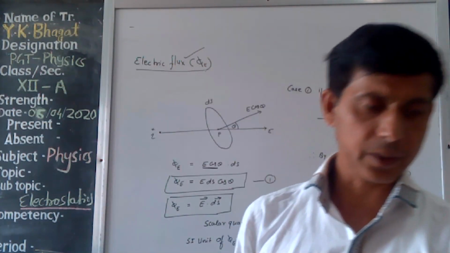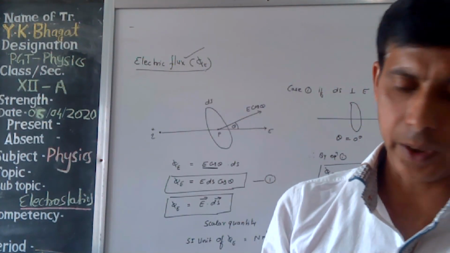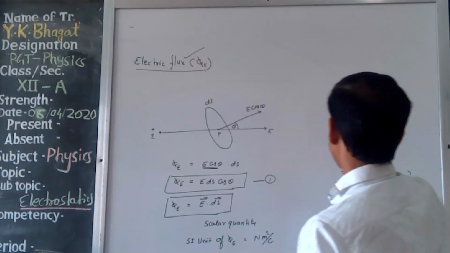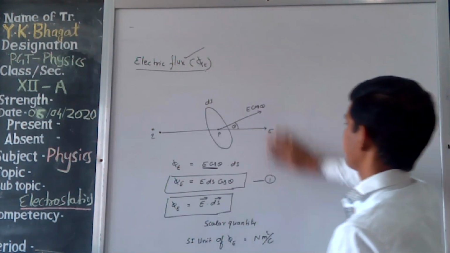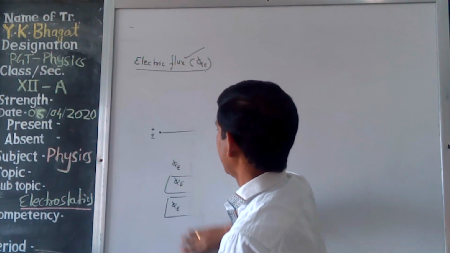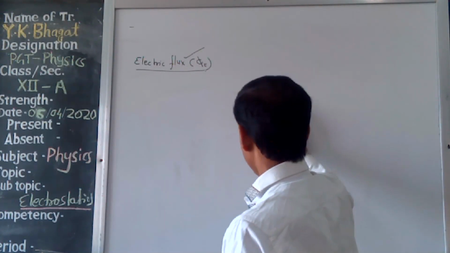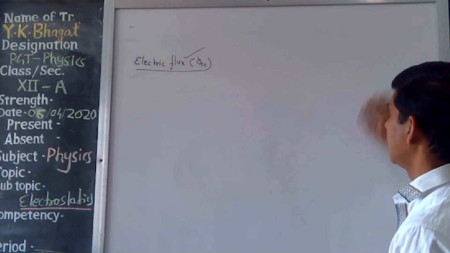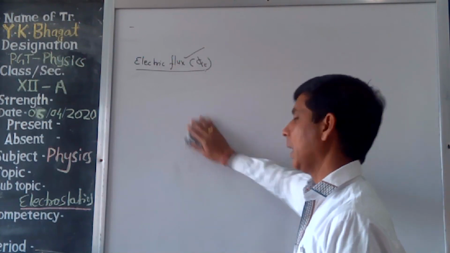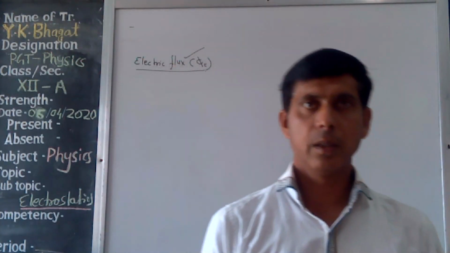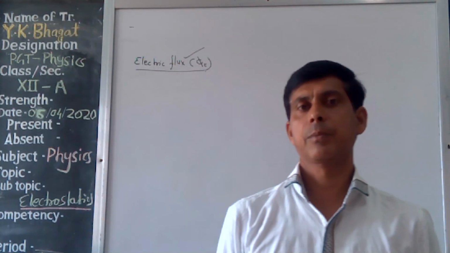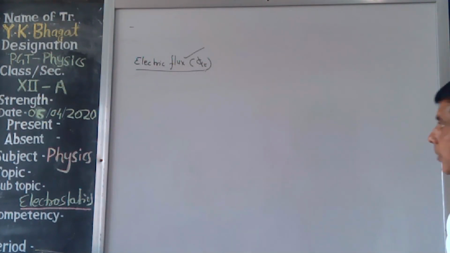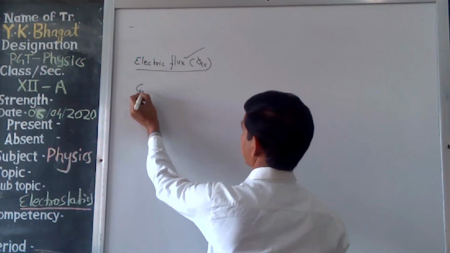Now, on the basis of this concept, we take another, most important topic, Gauss theorem. Now our target: the statement of Gauss theorem, the proof of Gauss theorem, and we have to obtain Coulomb's law from this Gauss theorem, and three most important applications of Gauss theorem will be studied in this topic. Now, Gauss theorem.